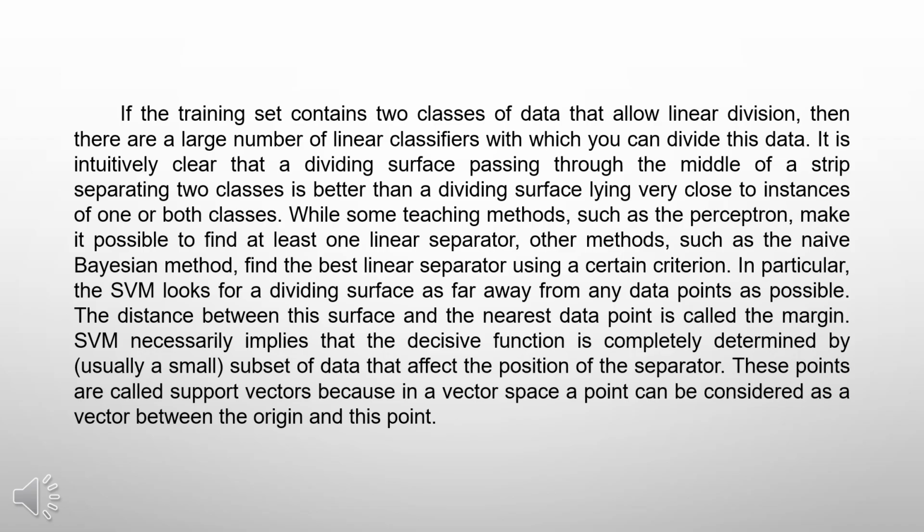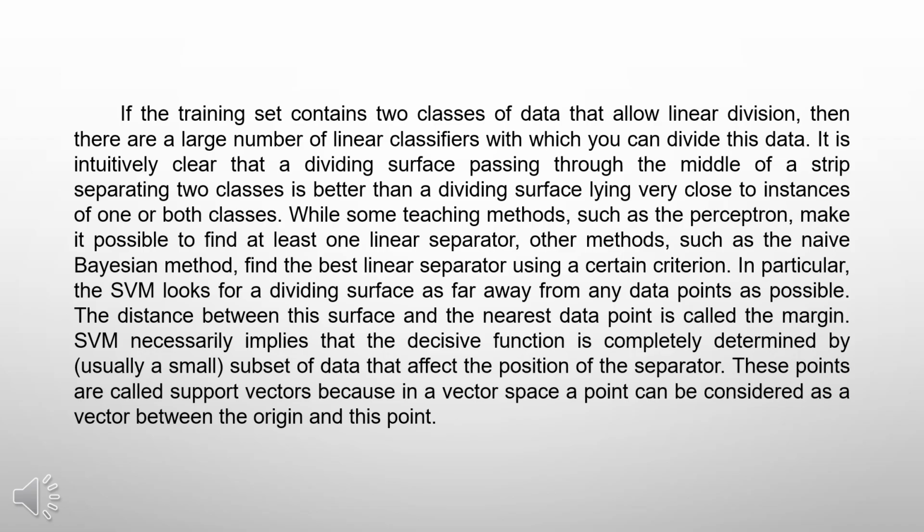If the training set contains two classes of data that allow linear division, then there are a large number of linear classifiers with which you can divide this data. It's intuitively clear that a dividing surface passing through the middle of a strip separating two classes is better than a dividing surface lying very close to instances of one or both classes.